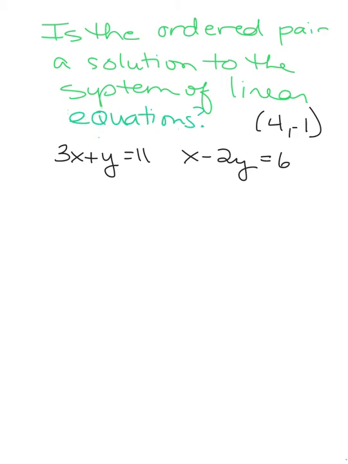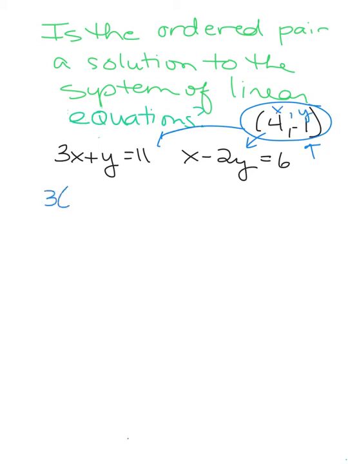Our first question is: is the ordered pair a solution to the system of linear equations? We have our point (4, -1), and then we have two equations. Now remember, these two equations are two lines. So basically what I'm asking is, is this point found on each of these lines? If it is, then it is the point of intersection, therefore it's the solution. So I need to substitute these values in. Remember, this is my x and this is my y, to see if I get a true statement.